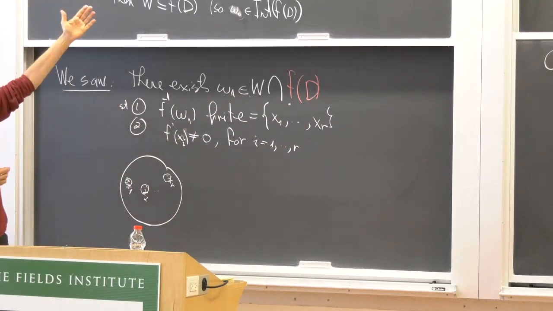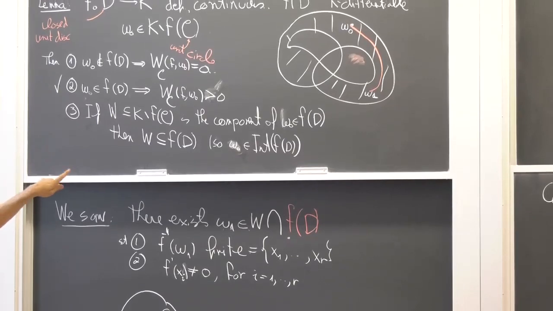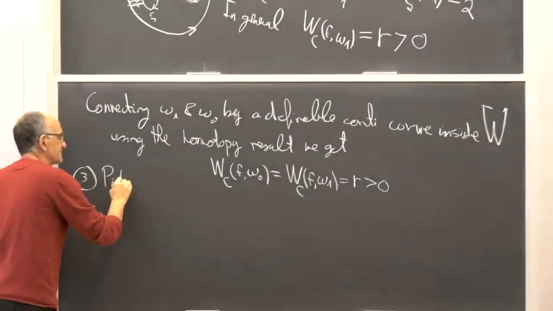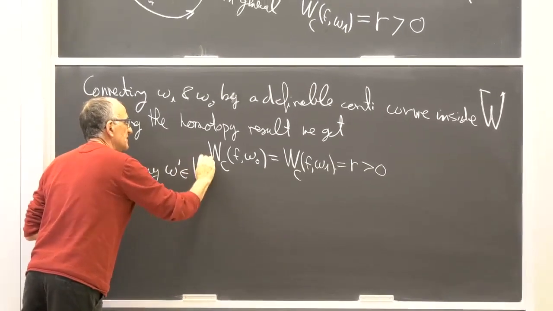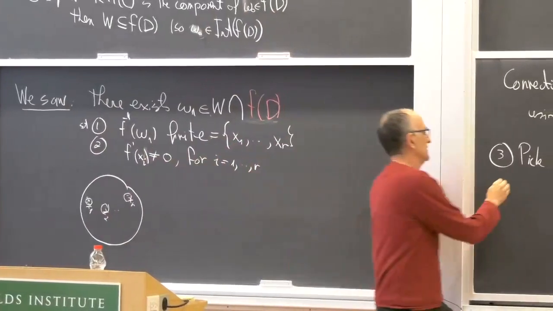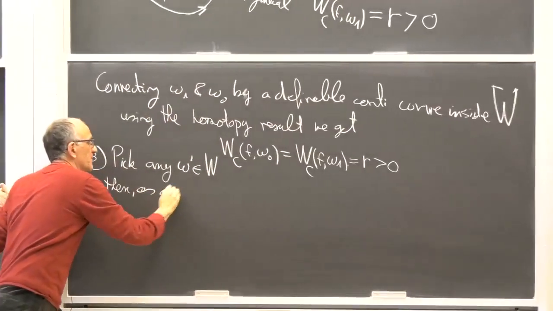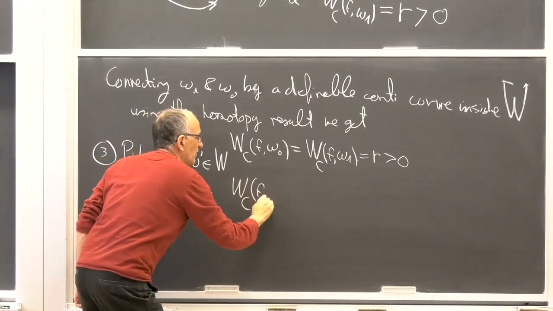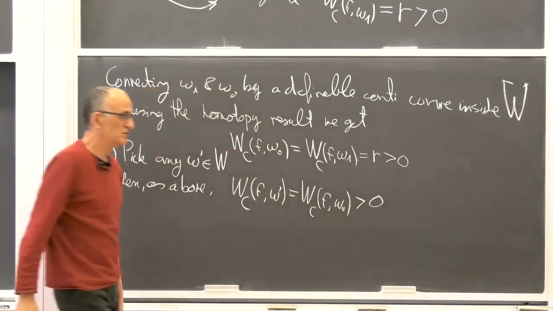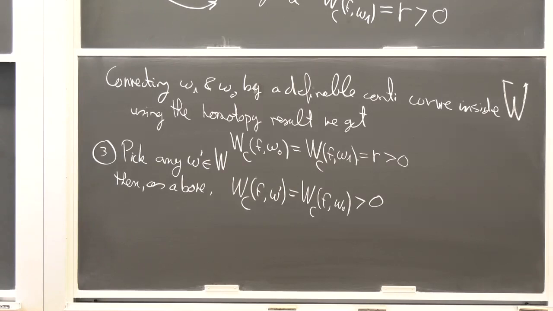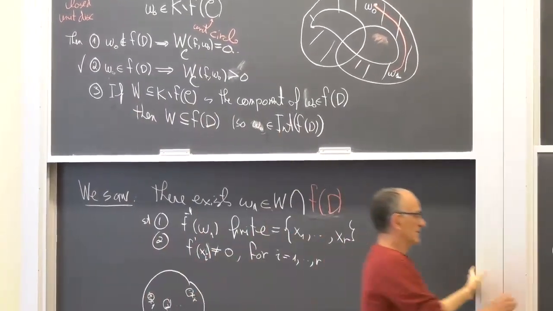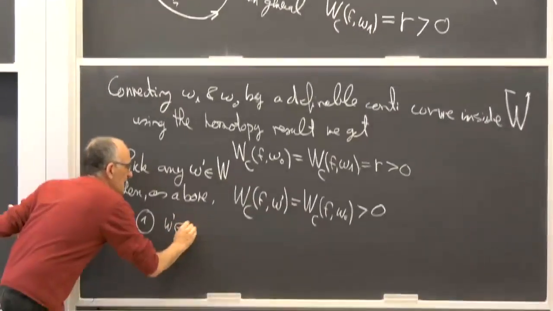And now for three, which is extremely important: the whole component of W is contained in the image. Well, more or less, it follows from the same argument. So now, pick any W prime in W, not necessarily in the image of D, a priori, somewhere else. Then, as above, the winding number of F around W prime is the same as the winding number of F around W0, which is positive. We just showed. But then by one, it means that W prime has to be in the image of D, otherwise the winding number would be zero. So by one, W prime is in the image of D.